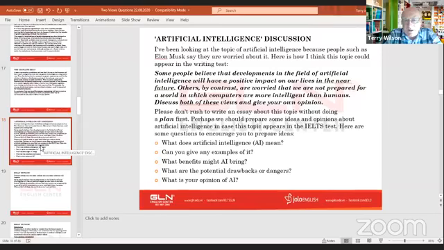So you should prepare some ideas and opinions about artificial intelligence. And here are some questions that maybe encourage you to prepare these ideas. So what does artificial intelligence mean? Can you give any examples of it? What benefits might artificial intelligence bring? What are the potential drawbacks or dangers? And what is your opinion?